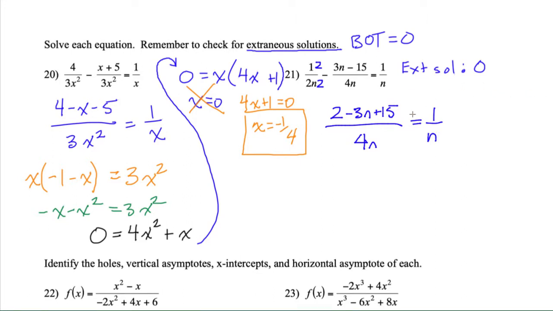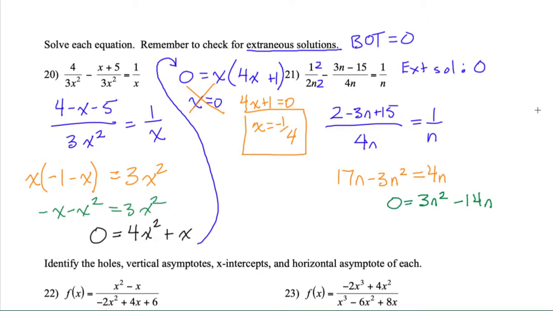All right, time to cross multiply. When I cross multiply, by the way, 2 plus 15 is 17, so it's going to be 17n minus 3n squared. This negative 3n and n obviously make negative 3n squared. All of that is going to equal 4n. And if I get everything on the same side, I'm going to move everything to the right side because I like positive quadratic terms, positive powers of 2. So I'm going to move everything to the right hand side. When I do that, I'm going to get 3n squared minus 14n is equal to 0.